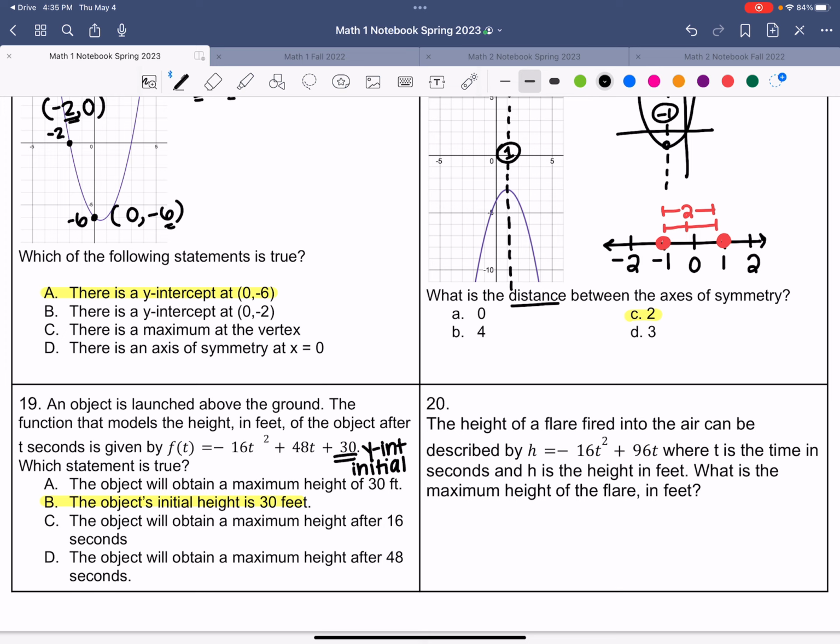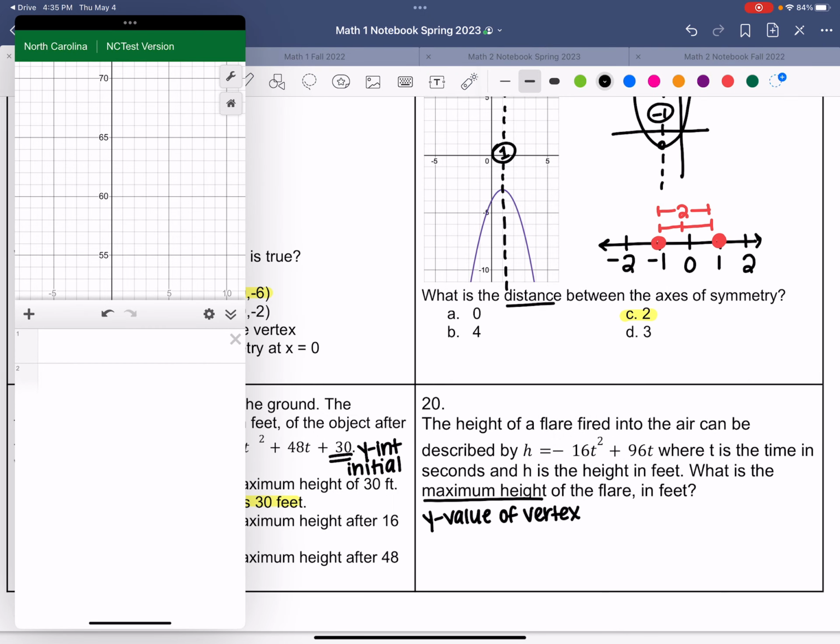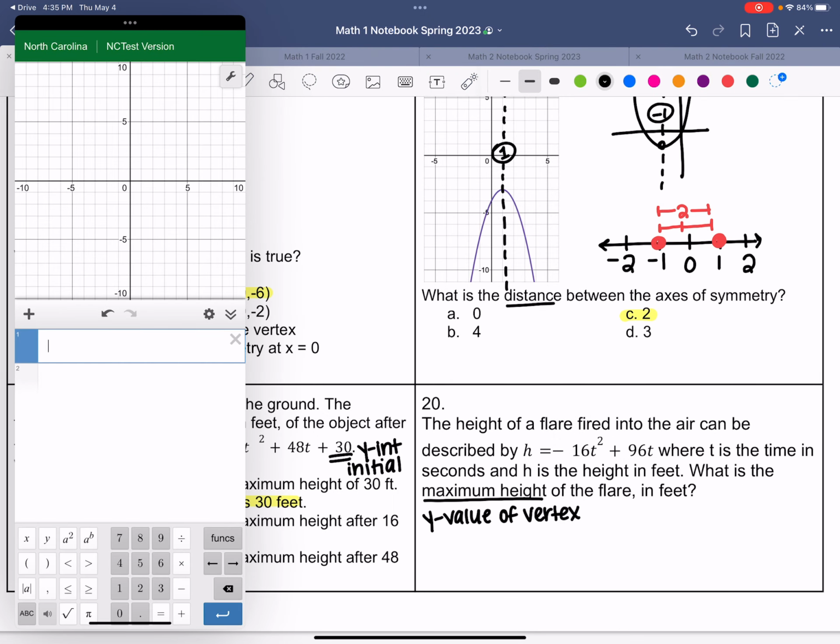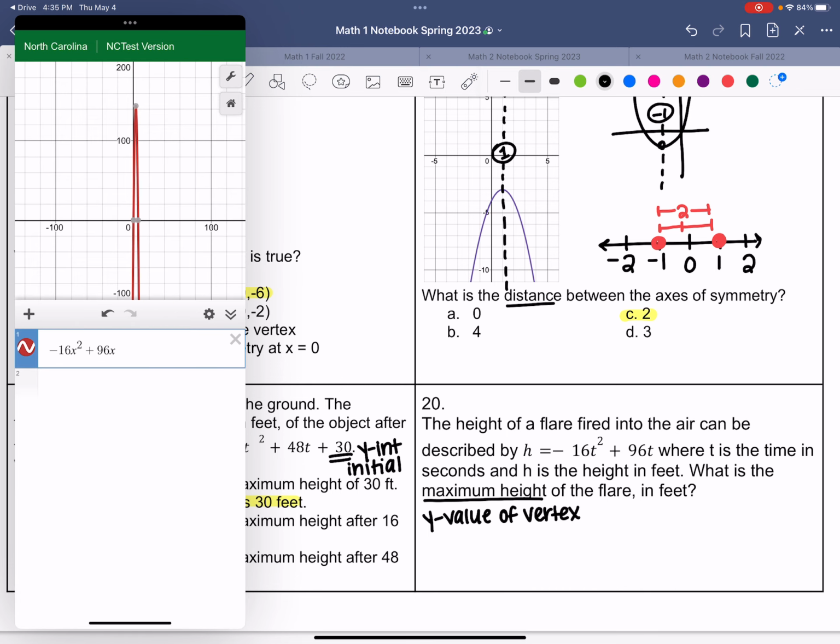Okay, number 20. What is the maximum height? That's the y value of the vertex. All right, so we can graph this and find that vertex. Here we go. Give it a sketch to show some support for this answer. That vertex is at 3,144, so that means at 3 seconds it's at a maximum height of 144 feet.